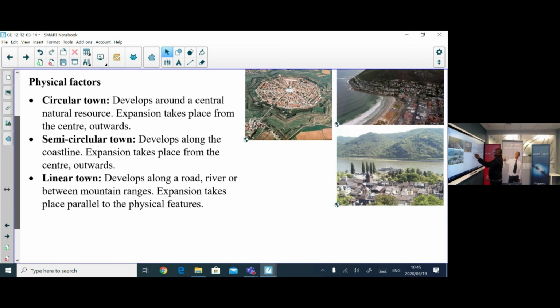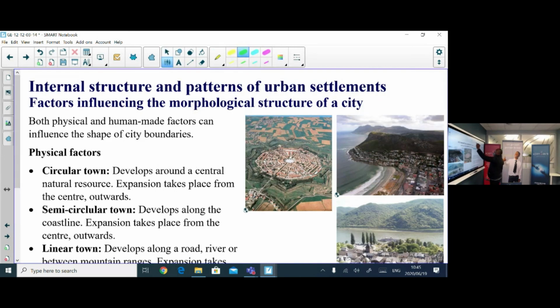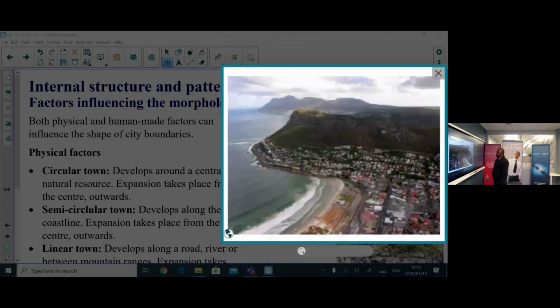So here are examples of what we are talking about here. Let me use the magic pen and show you the pictures. This is next to a mountain. As you can see, the development is happening from the base of the mountain outwards. So it is not going to go above the mountain because the land is not suitable for any construction there.